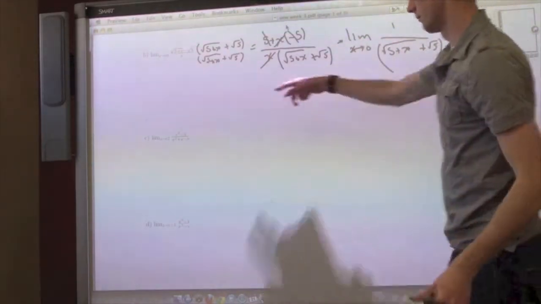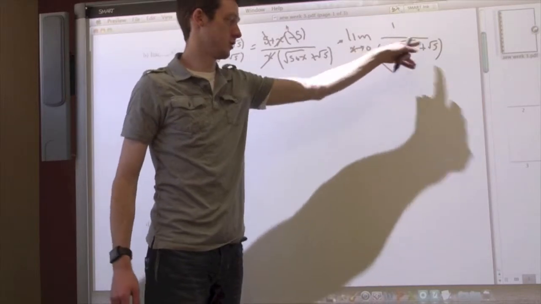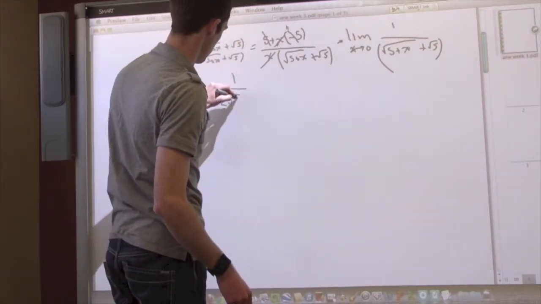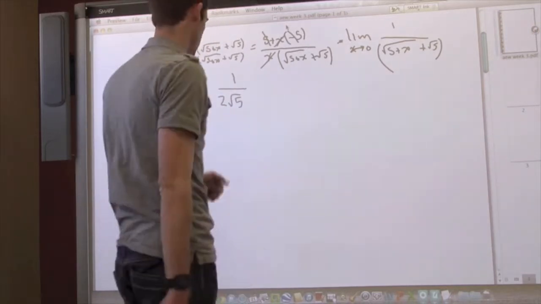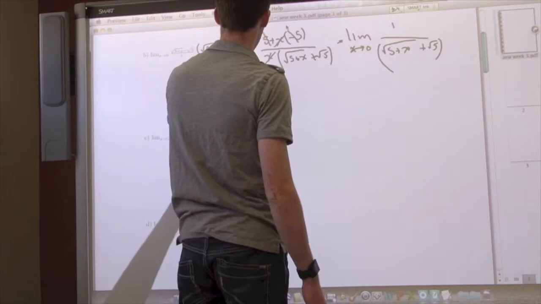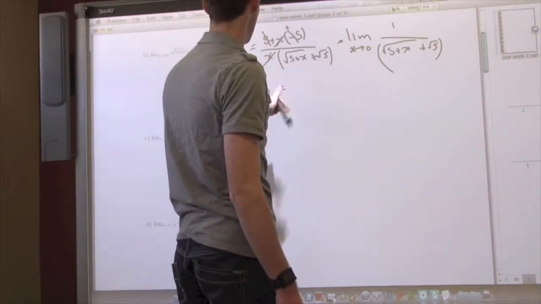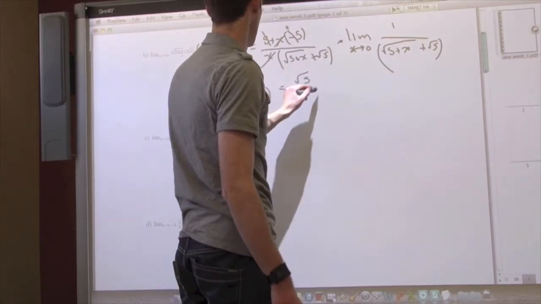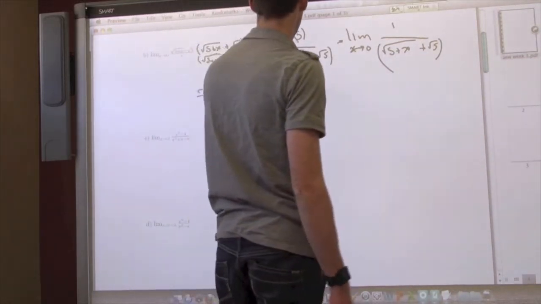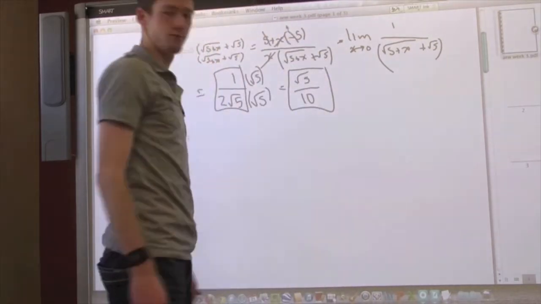Okay, so come down here. What happens when we plug in the 0? We're going to get the square root of 5 plus the square root of 5, so that's 2 square root of 5. So you get 1 over 2 square root of 5. If you want to take it one step further, you're just going to multiply the top and the bottom by the square root of 5 in order to rationalize it. So you're going to get square root of 5 on top. And square root of 5 times square root of 5 is 5, so you get 10 on the bottom. So either answer is good there.